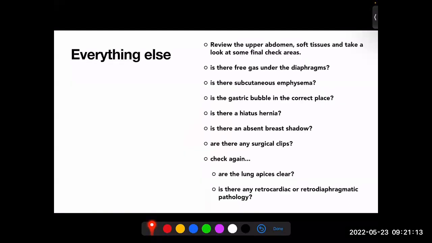Everything else, you can review the upper abdomen, soft tissues. Is there free gas under the diaphragm? Is there subcutaneous emphysema? Is there a gastric bubble? Is there hiatus hernia? Can you see that on X-ray? Are there surgical clips? Are the lung apices clear?